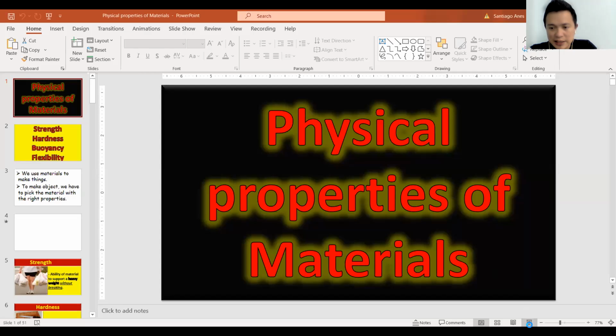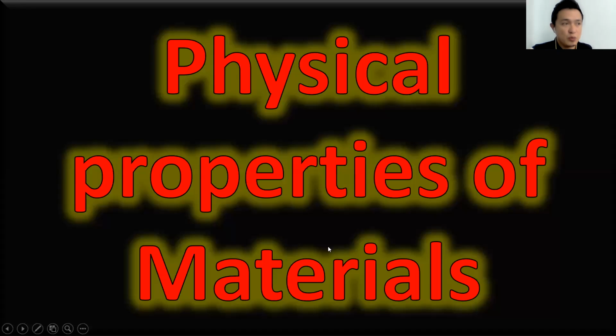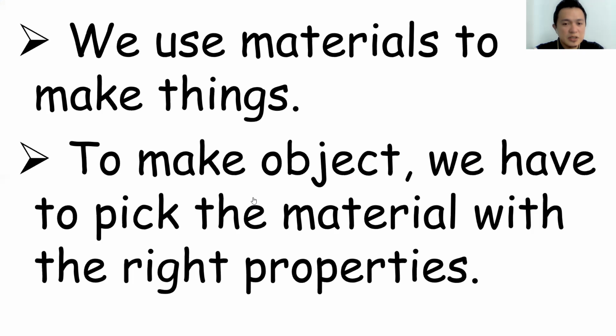Now, last time we talked about the types of materials, and we know the different types of materials. We have fabric, we have metal, we have wood, we have plastic, we have rubber, we have bricks, and we have rocks. Actually, we can see those materials everywhere, and those materials that we see are very important to each one of us.